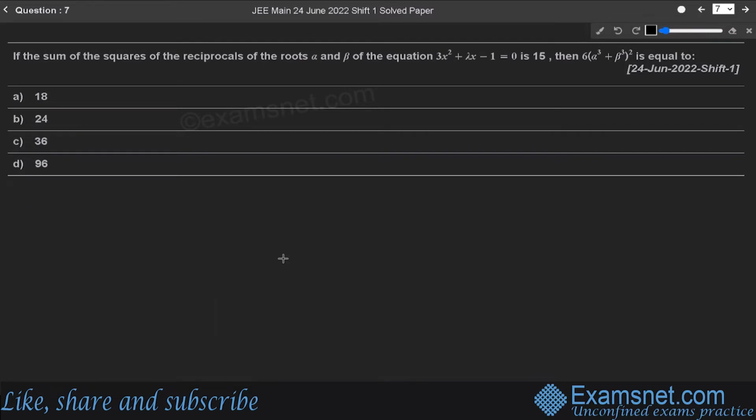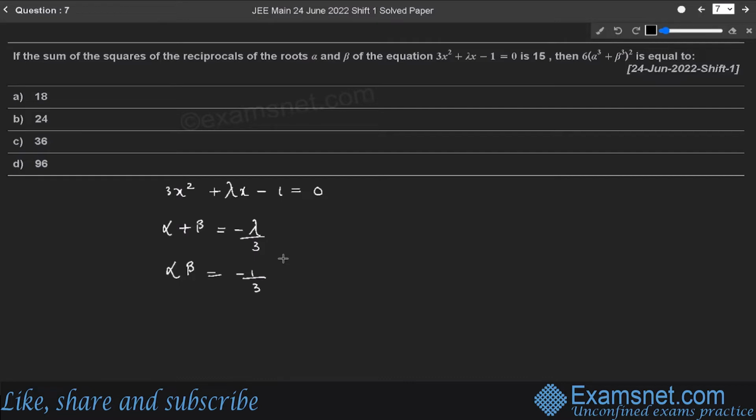Next question is: if the sum of the squares of the reciprocals of the roots alpha and beta of the equation 3x square plus lambda x minus 1 is equal to 0 is 15, then 6 into (alpha cube plus beta cube) whole square is equal to. In this question, two roots are given, which are alpha and beta. Therefore, the sum of roots alpha plus beta will be equal to minus lambda upon 3, which is minus b upon a. And the product of roots alpha into beta will be equal to minus 1 upon 3.